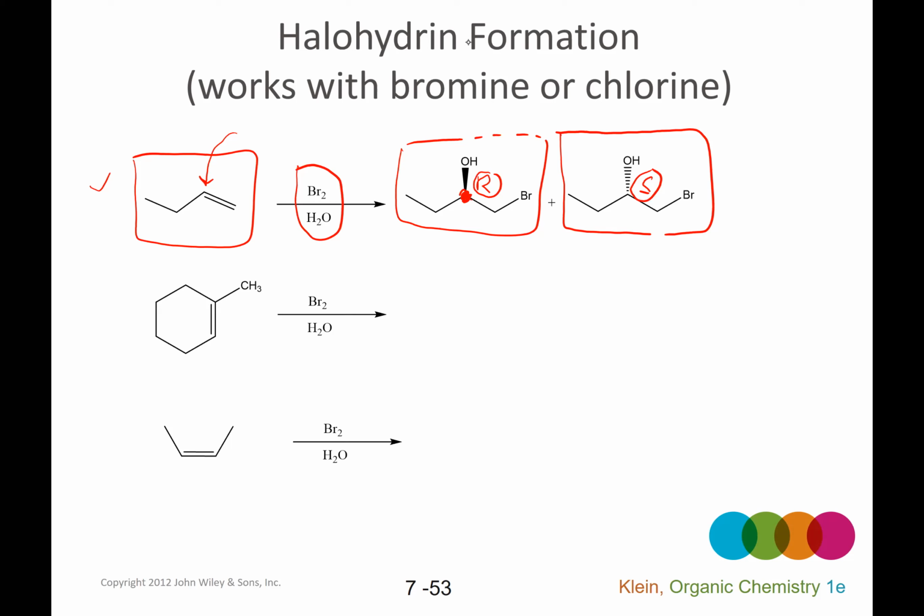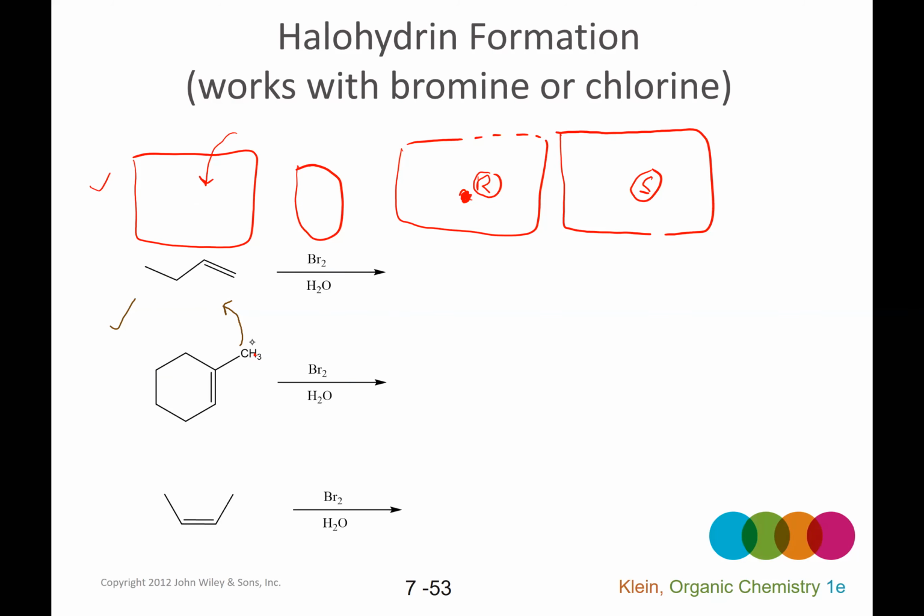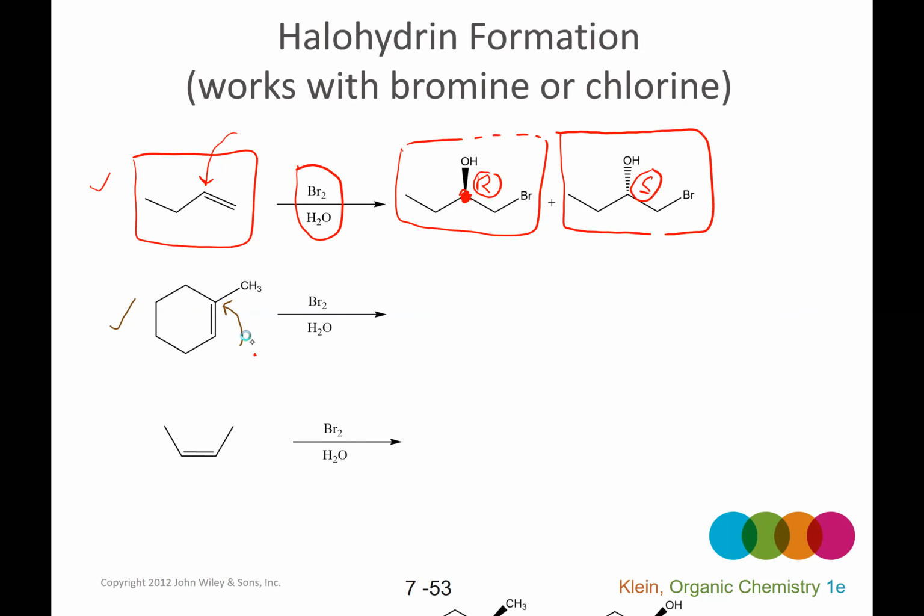And in the second example, the same reaction, the OH is going to attack at the more substituted position. And there you go. And you see forming a pair of enantiomers. Let's analyze this structure.